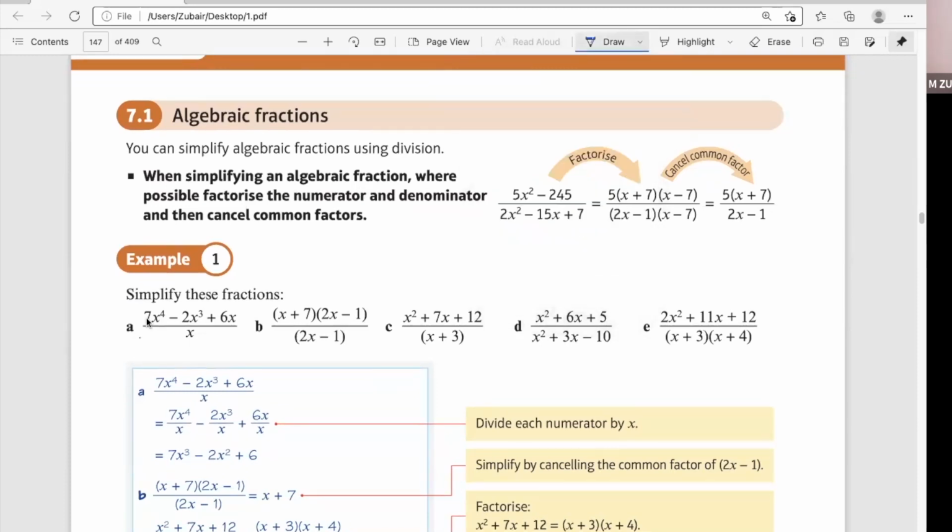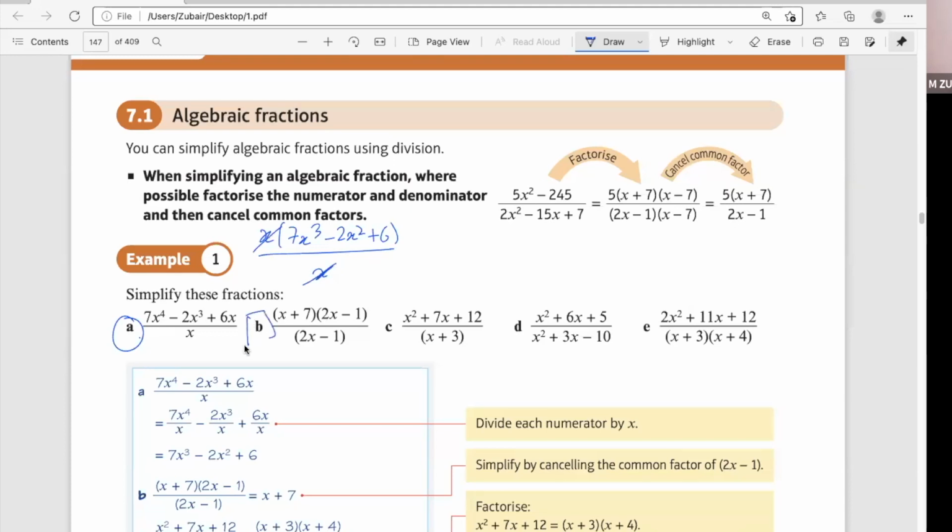Suppose you have this question number 8. So I can write 7x^4 over x, or splitting them, or even a better method would be taking out x as common. If I take out x as common in the numerator, because I can see x in the denominator, this is 7x cube minus 2x square plus 6 over x. You get rid of this x in the denominator. This is your answer. So the fraction is already simplified.